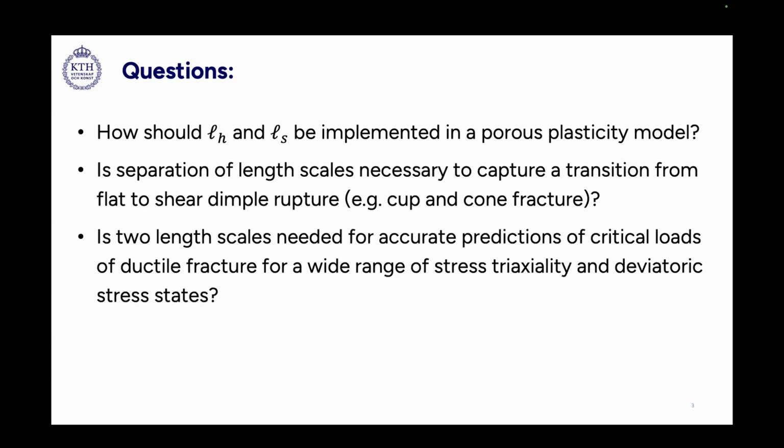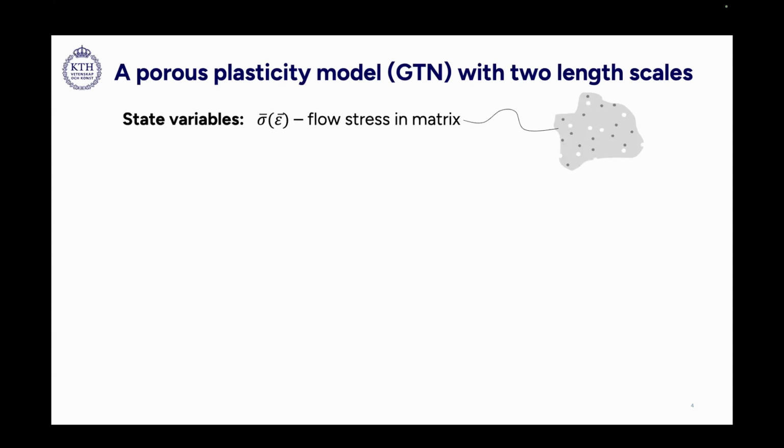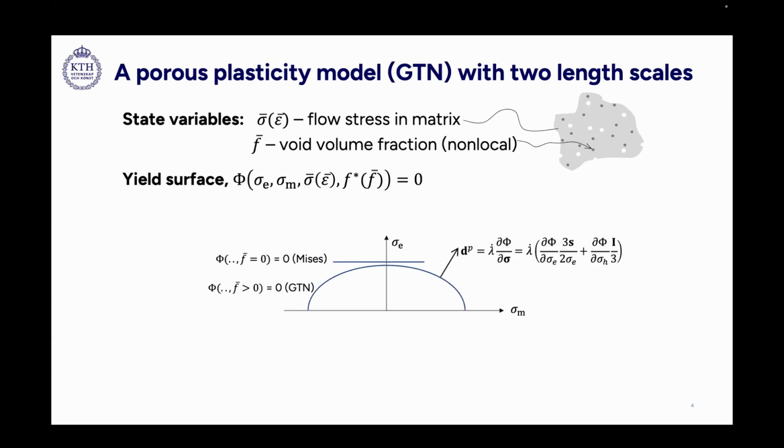What we do is we use a porous plasticity model, the GTN model. For the state variables, we have a flow stress in the matrix. We also have the void volume fraction determining the damage parameter. In the yield surface, if there's no void evolution, then we will have a Mises surface. And if there are any voids, we will have a GTN surface.